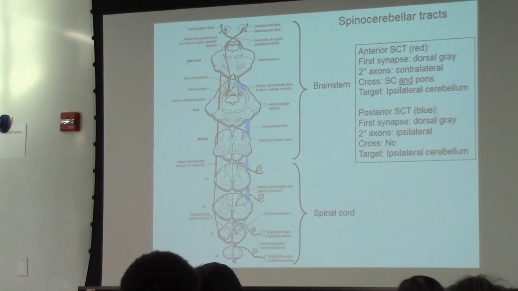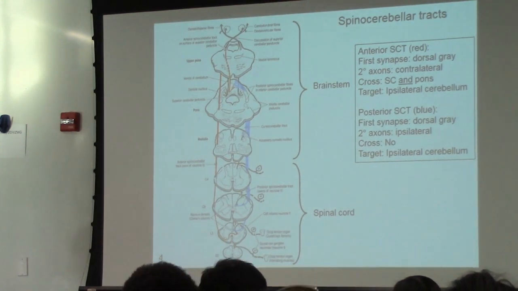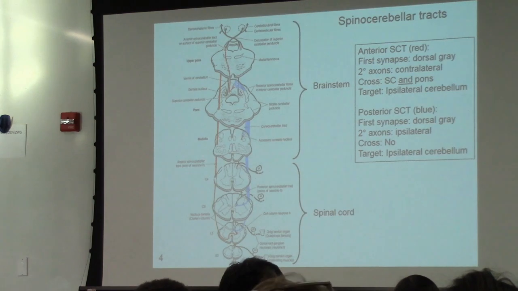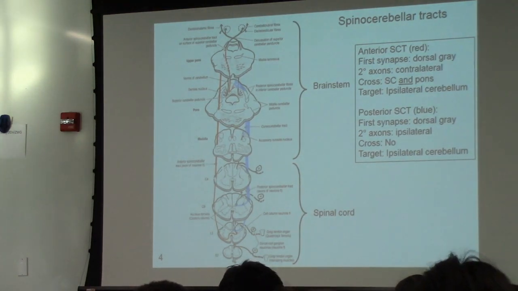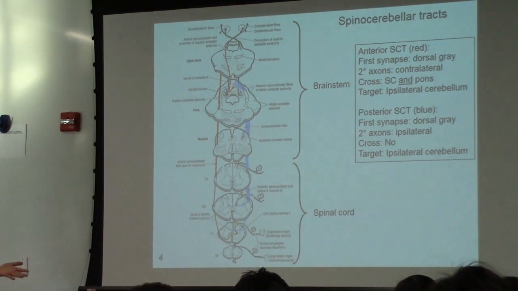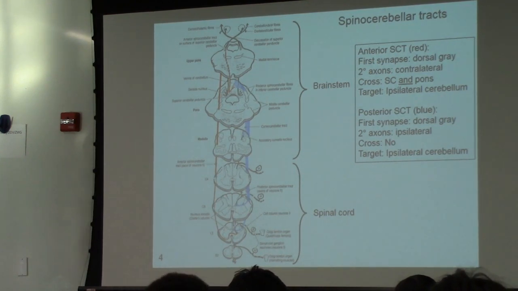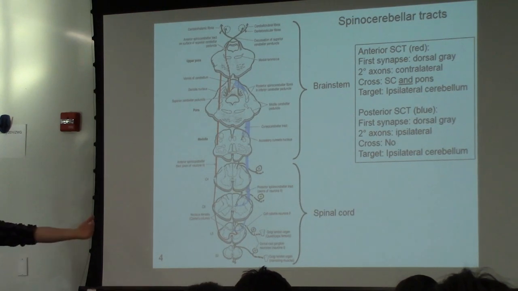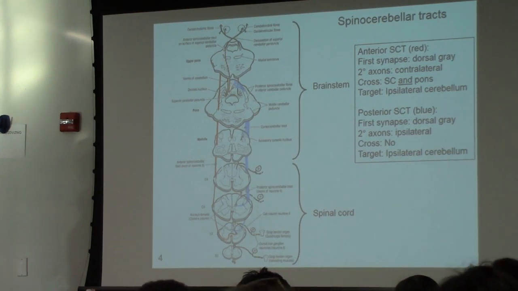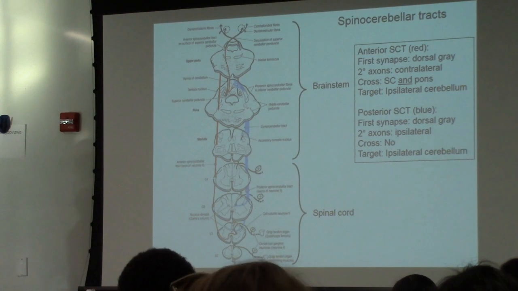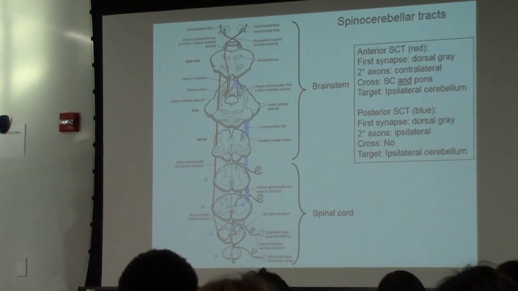What do I want you to know? I do want you to know that there is such a thing as an anterior and a posterior spinocerebellar tract. I do want you to know that the spinocerebellar tract projects to the cerebellum, not to the cortex. So that proprioception writ large is processed in the cortex because of the dorsal column proprioception pathway, and it's processed in the cerebellum because of the spinocerebellar pathway.